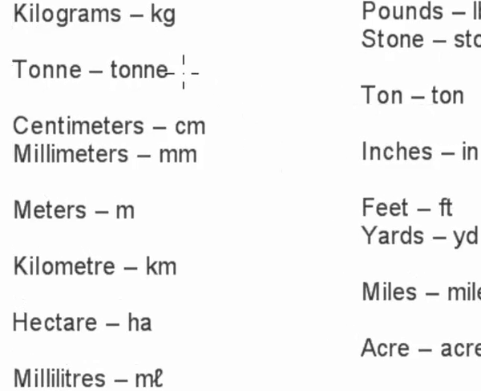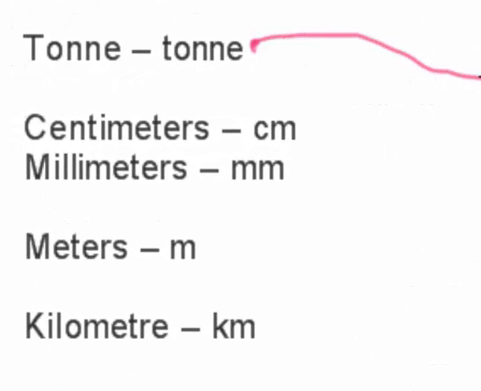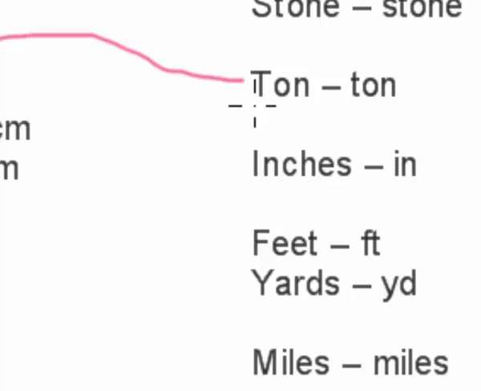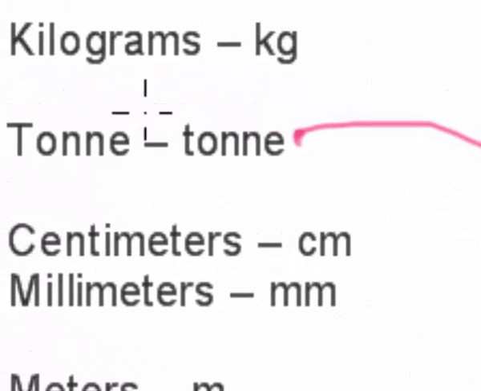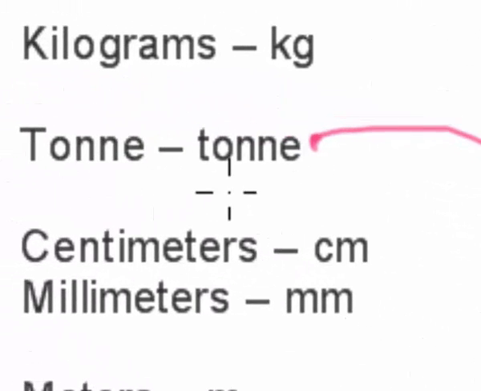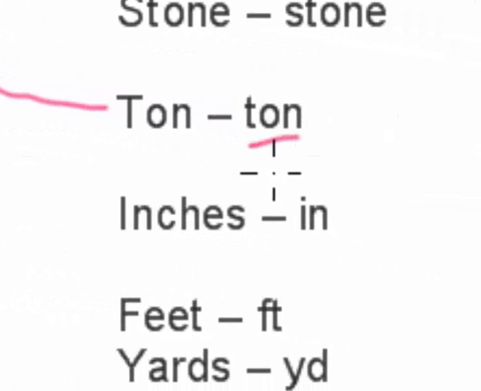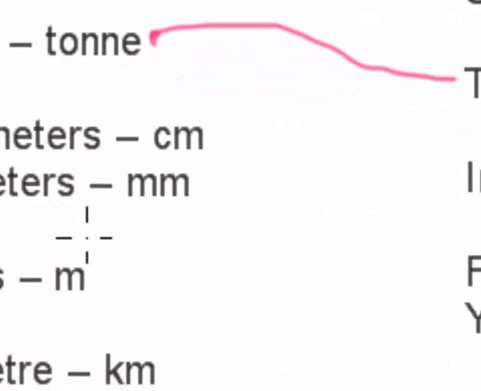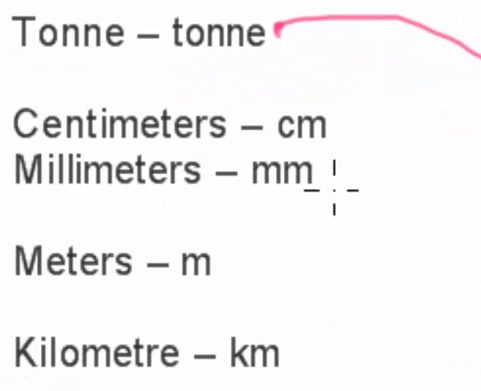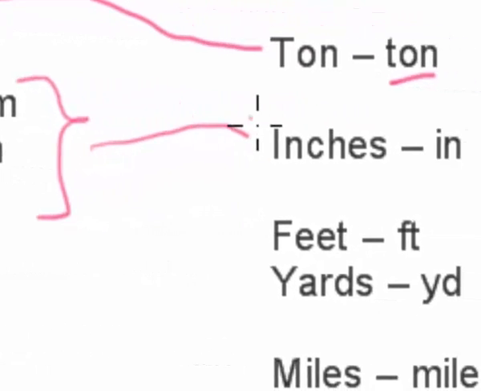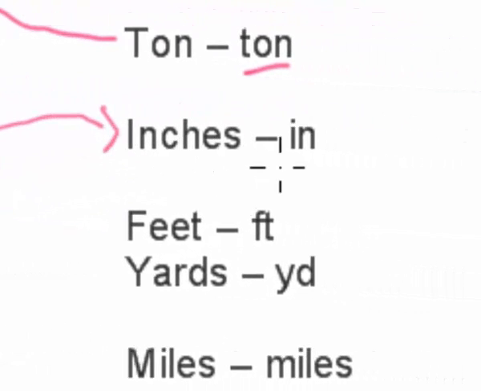We then have the 2 tons, the one in the metric and the one in the imperial. The metric ton is spelled with a double N E, it's not abbreviated, and the imperial ton is just a single ton. We then in the metric system have our centimeters and millimeters. You work with these two a lot, and these two are basically equivalent to the inches, which is abbreviated IN, and if you do a plural it's going to have an S on.